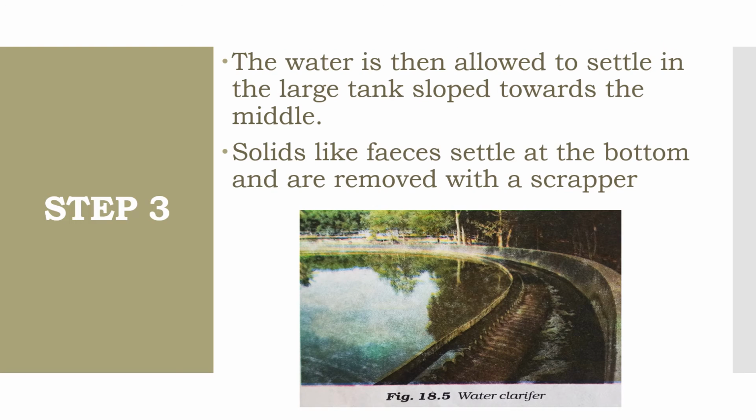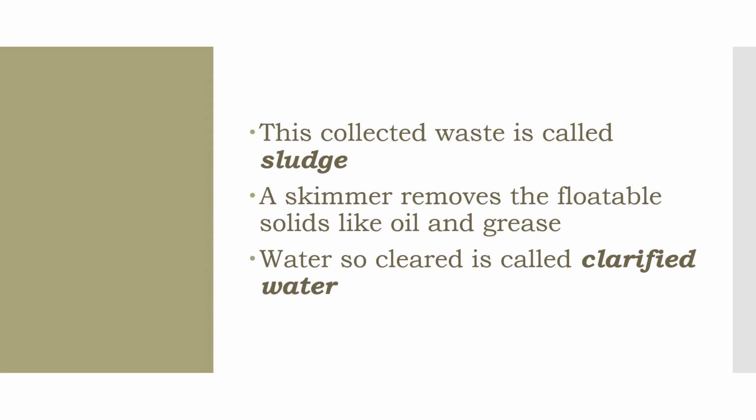The third step. The water is then allowed to settle in a large tank sloped towards the middle. Solids like feces settle at the bottom and are removed with a scraper. This collected waste is called the sludge. A skimmer removes the floatable solids like oil and grease. Water so cleared is called the clarified water.